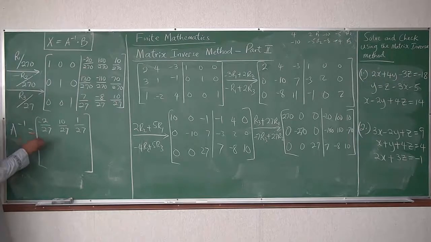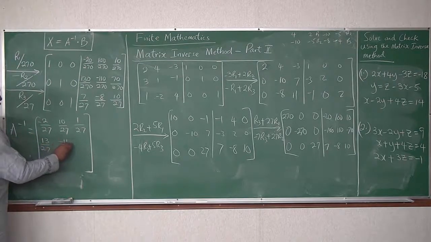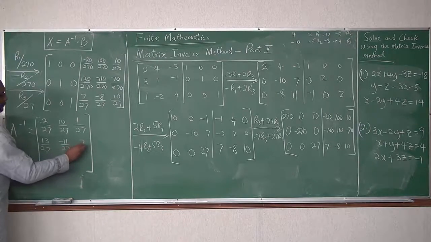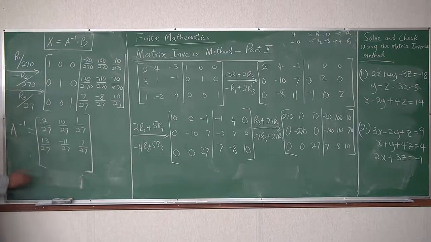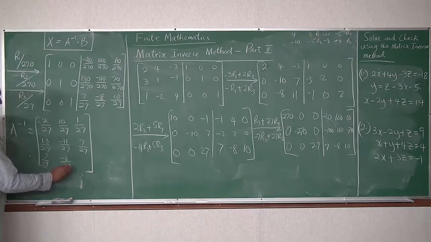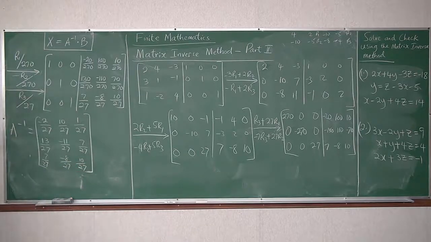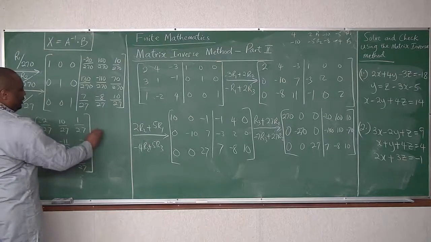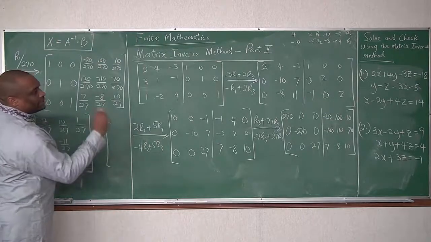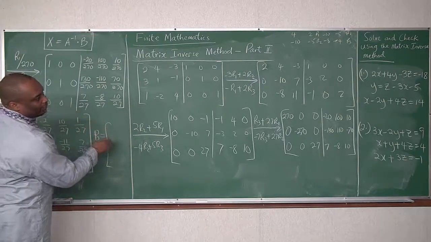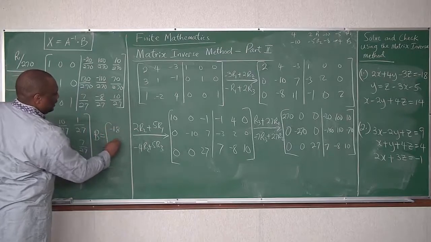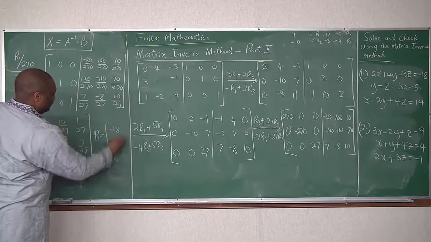Then row 2: 13 over 27, negative 11 over 27, 7 over 27. Row 3: 7 over 27, negative 8 over 27, and then 10 over 27. This is our A inverse. And we still remember that our B is what? Negative 18, negative 5, and then 14.